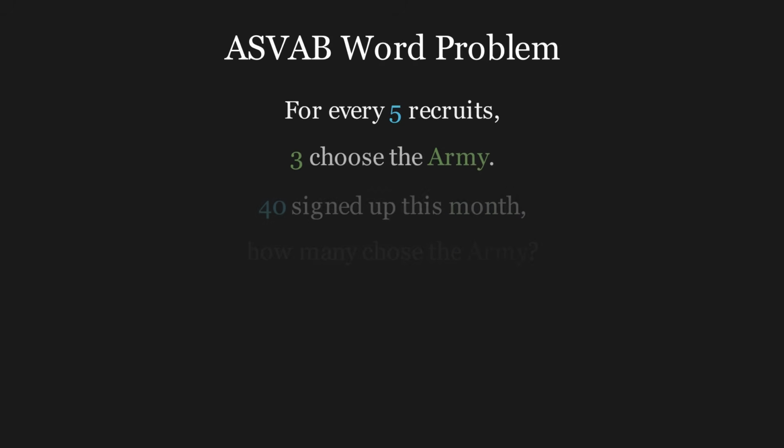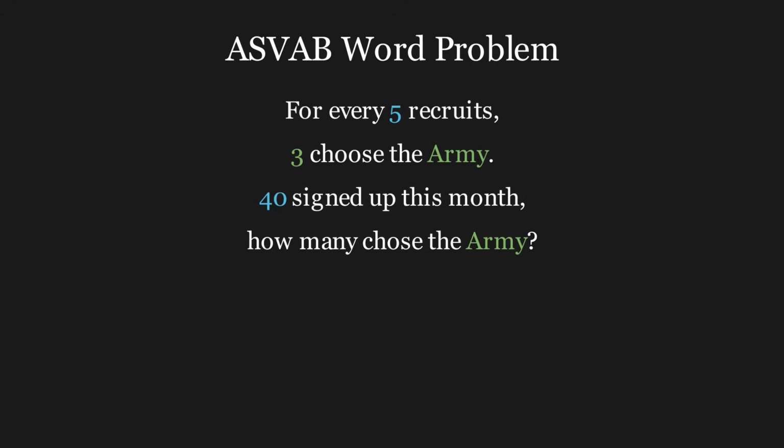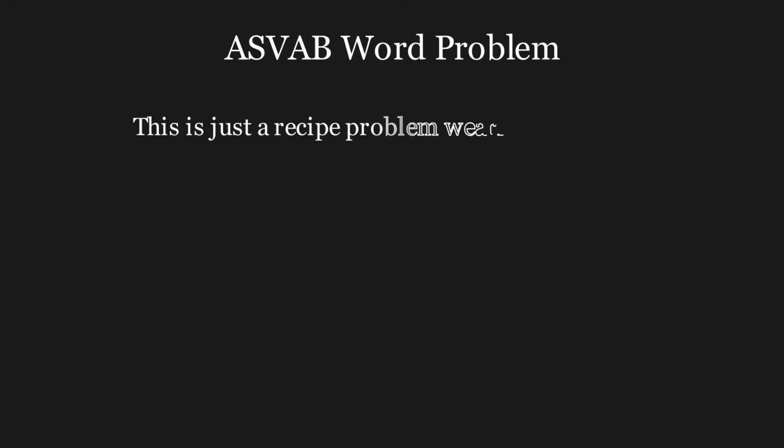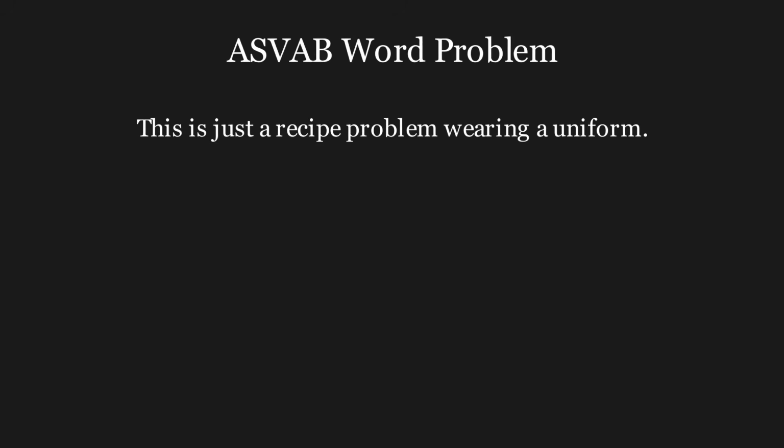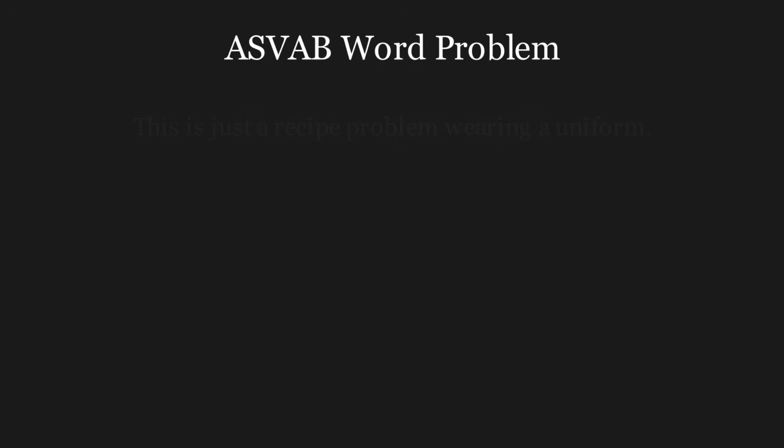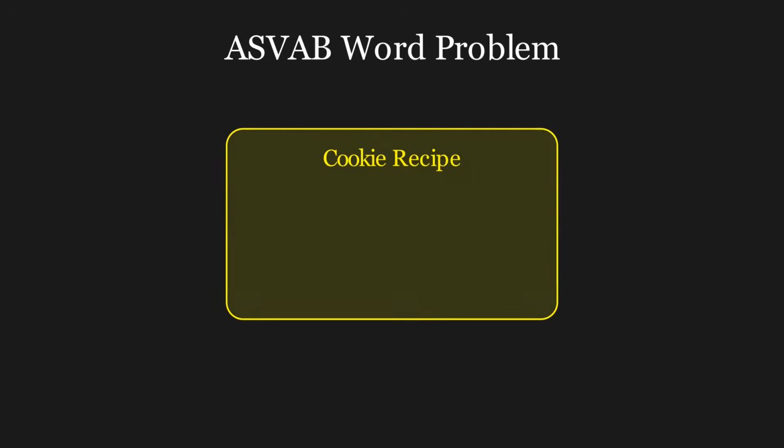You're taking the ASVAB, and a question shows up that says something like, for every 5 new recruits at a station, 3 of them choose the Army. If 40 people signed up this month, how many chose the Army? Your brain sees the words 5 and 3 and 40 and starts to panic. But here's the thing. This is just a recipe problem wearing a military uniform.